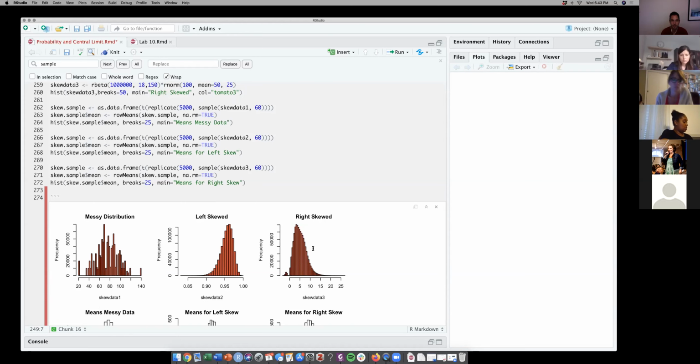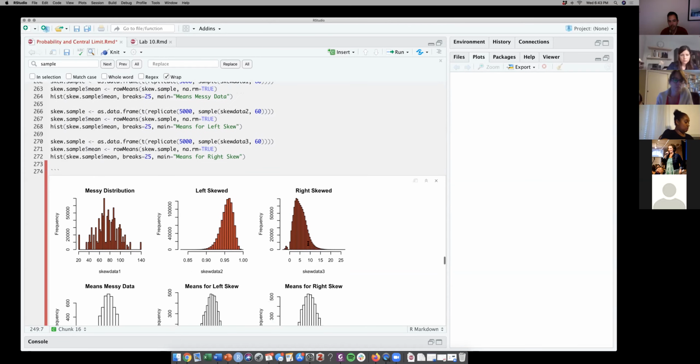Each of the populations on these graphs is 100,000. So you can think of it as 100,000 people that live in messy distribution land and left skewed distribution land and right skewed distribution land. And I'm taking repeated samples of 60 of those, only 60 people out of the 100,000. And I'm calculating the mean on whatever I'm interested in. And I'm taking 5,000 samples.